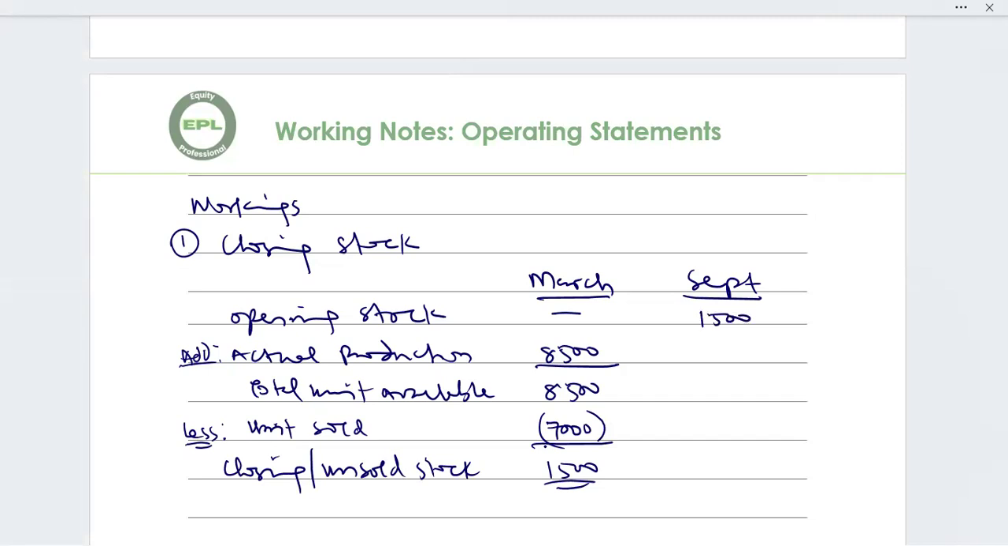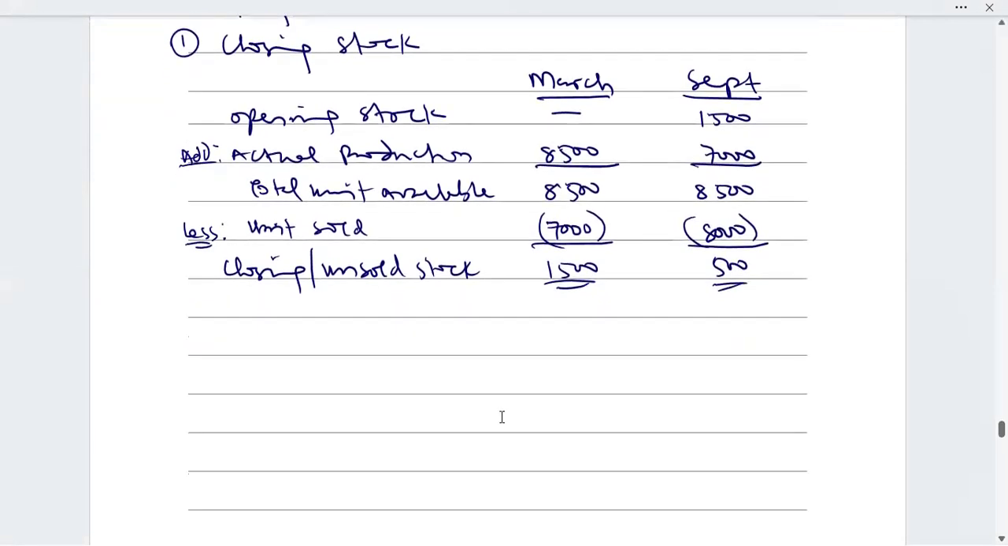In September, how many units were produced? 7,000. So 1,500 plus 7,000 is 8,500. How many units were sold? 8,000. So minus that will give us 500. So the closing stock in September is 500.